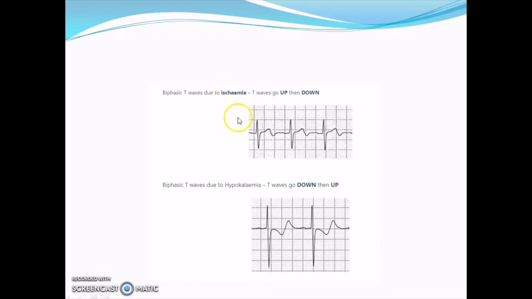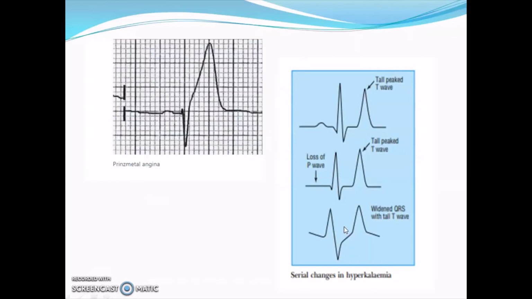So this is the ECG showing it. See, here the T wave goes up and then down. This is ischemia. Here the T wave goes down followed by up. This is hypokalemia. A tall T wave you see in Prinzmetal angina, and also in the hyperacute stage of acute myocardial infarction. Initially, there will be a tall T wave followed by ST elevation, later followed by the onset of Q waves. In hyperkalemia, initially the T waves become tall, later there will be a loss of P waves, later the QRS complexes become widened.